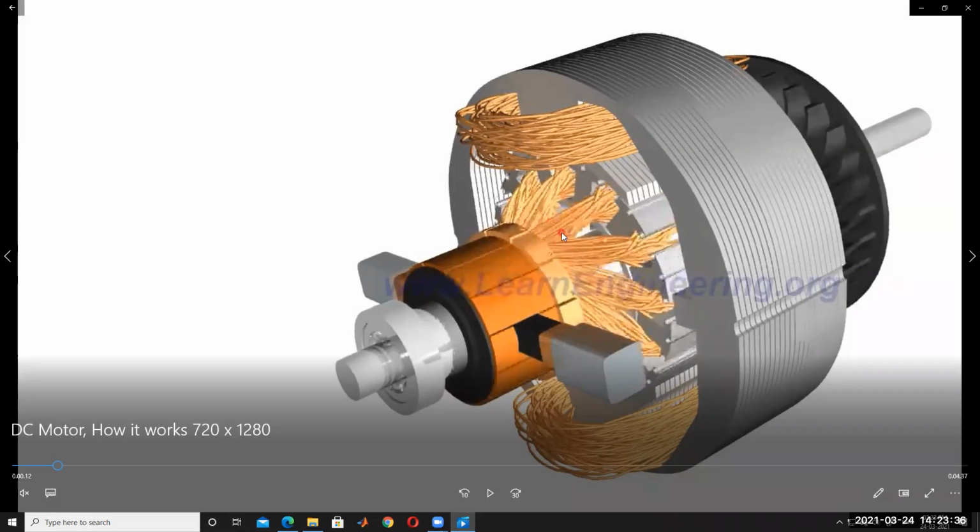For a motor, we have to give the power supply. The field winding is excited by DC.